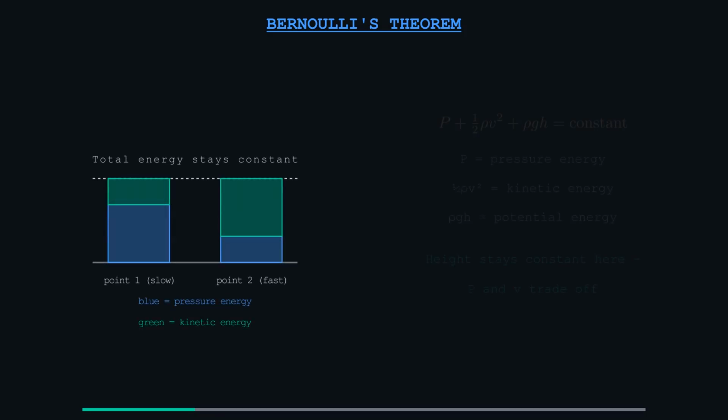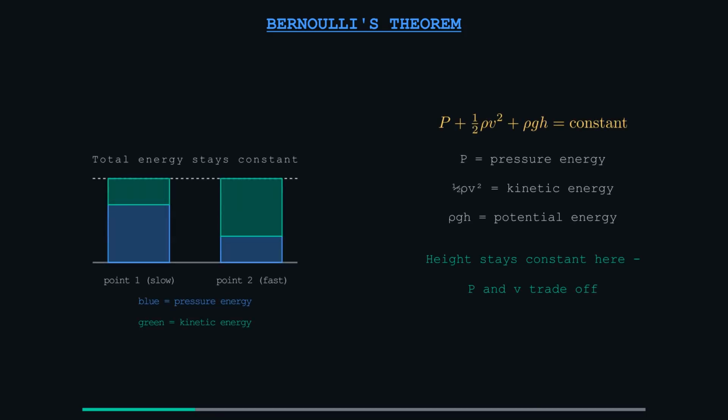Bernoulli's theorem says the total energy along a streamline stays constant. P plus a half ρv² plus ρgh equals a constant, where P is pressure energy, a half ρv² is kinetic energy, and ρgh is potential energy from height. On a level pipe, height does not change, so pressure and velocity must trade off against each other.